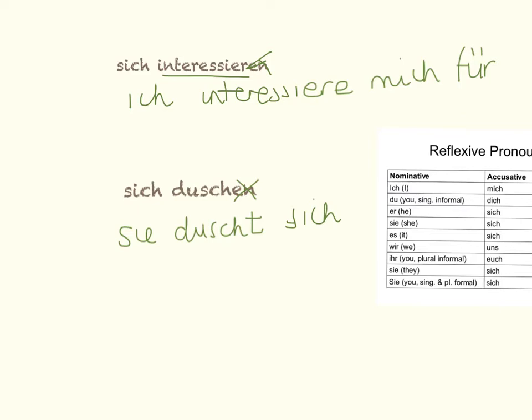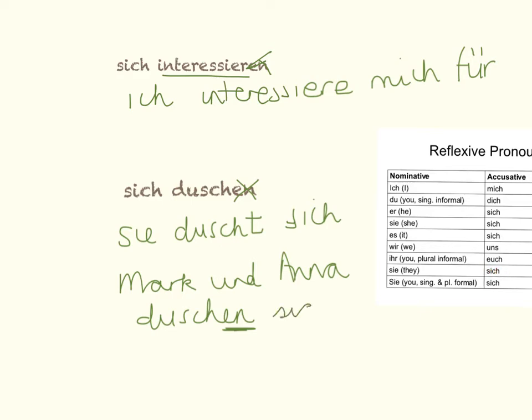Okay. We'll do one more example using duschen, sich duschen. I want to say that Mark and Anna shower themselves. So we write Mark und Anna. And this time, onto the end, because we are using the equivalent of they, sie, the verb will end with en. And then we are back over to the grid and we look for they, and we can see that the reflexive pronoun we need is indeed sich. Mark und Anna duschen sich.